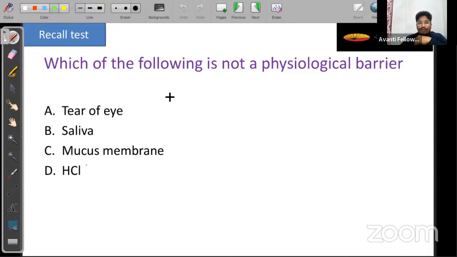ओके, चलो एक इंटरेस्टिंग चीज बताता हूं तुम लोगों को यहाँ पे. इस क्वेश्चन को सॉल्व करो, उसके बाद मैं बताऊंगा. मैंने पोल लॉन्च किया है.